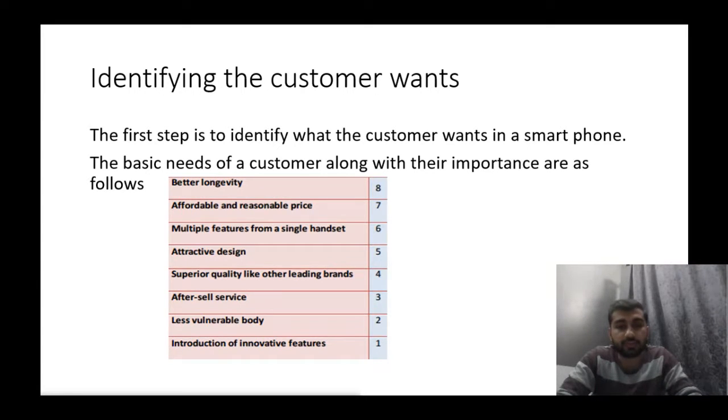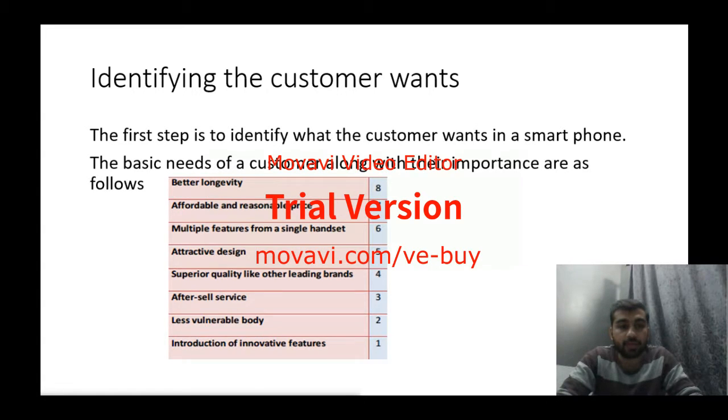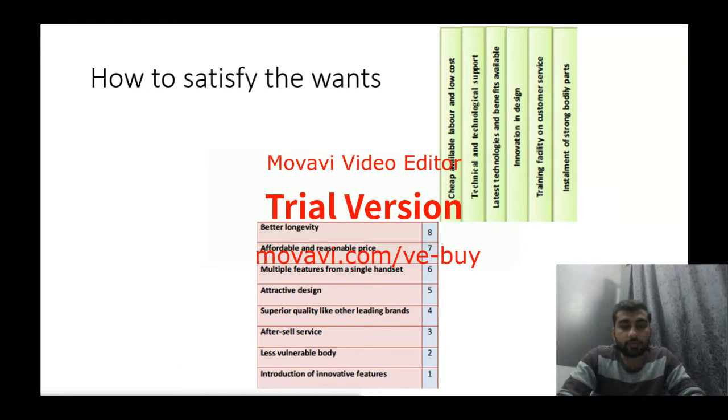So the highest rating is given to better longevity, that it should be durable and survive a longer time. So the company will identify how it can do that. Then we'll be looking at what do we have. So how to satisfy the wants?